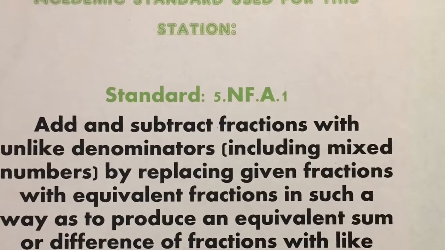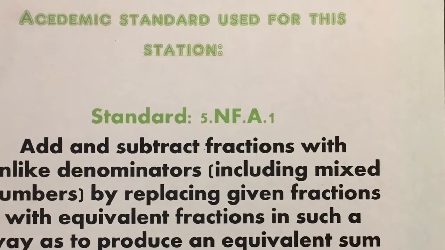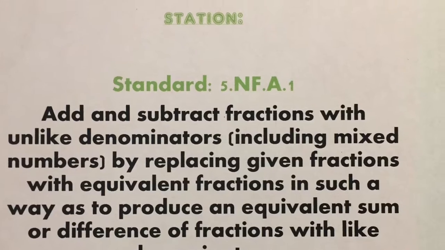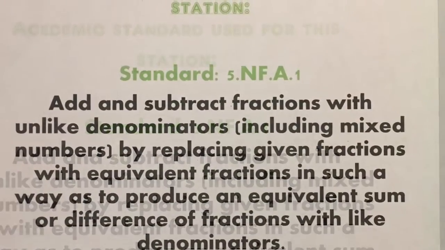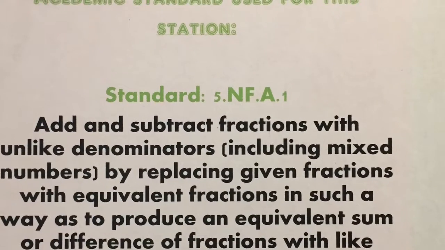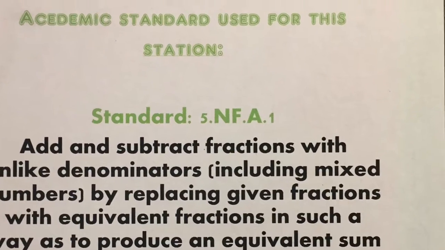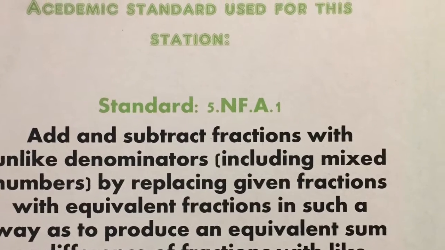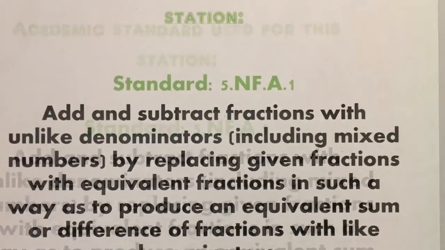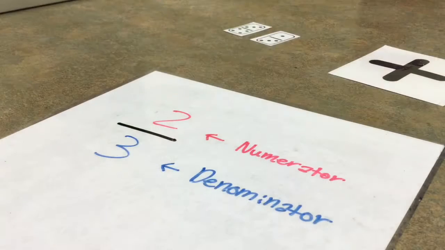So for today's standard, it is NF.A.1. It's a 5th grade standard and it reads, add and subtract fractions with unlike denominators by replacing given fractions with equivalent fractions in such a way as to produce an equivalent sum or difference of fractions with like denominators.